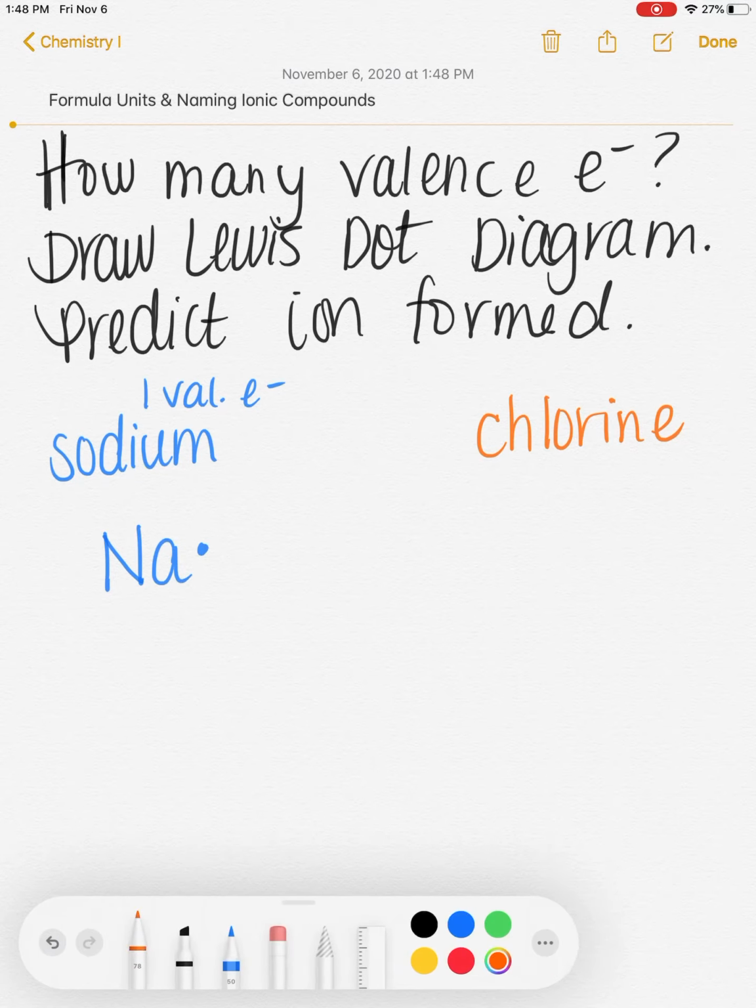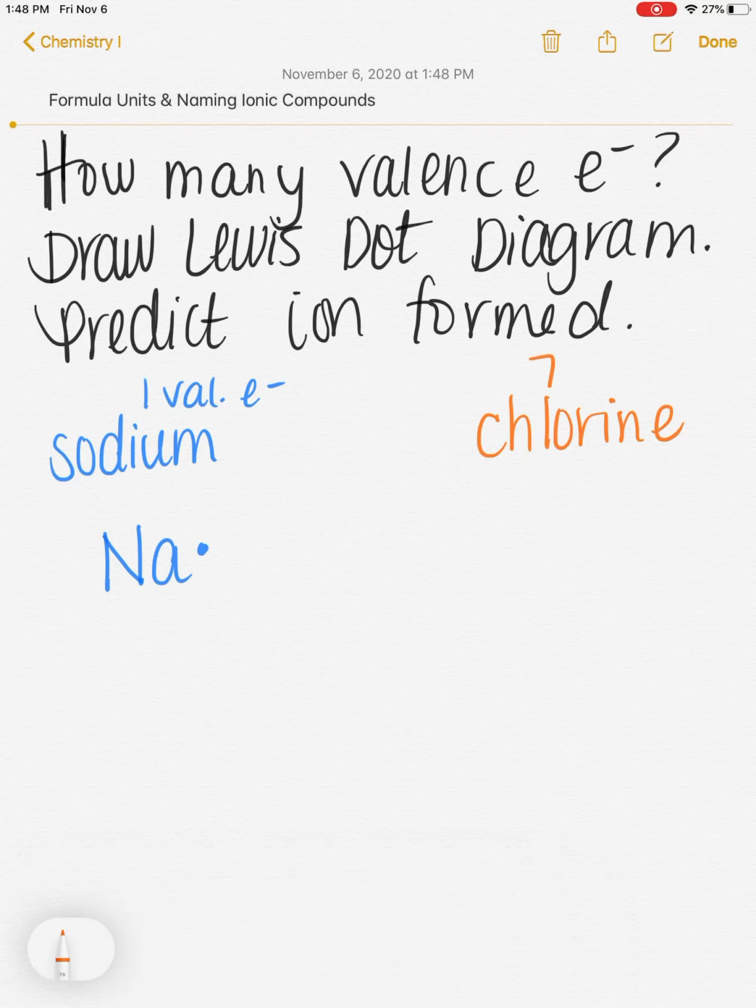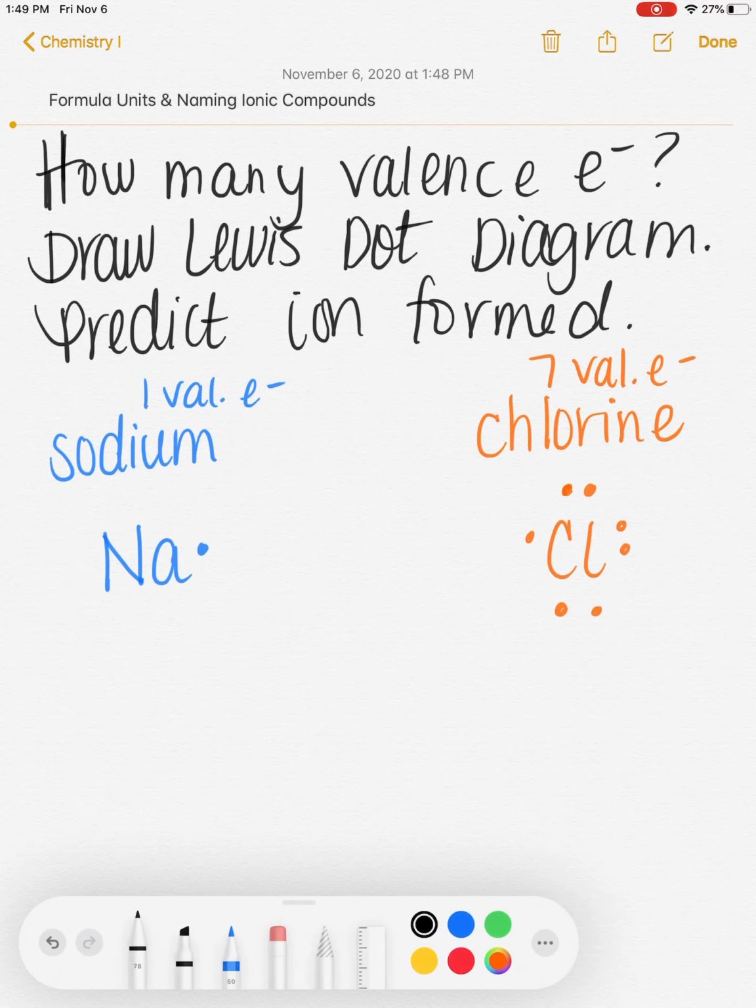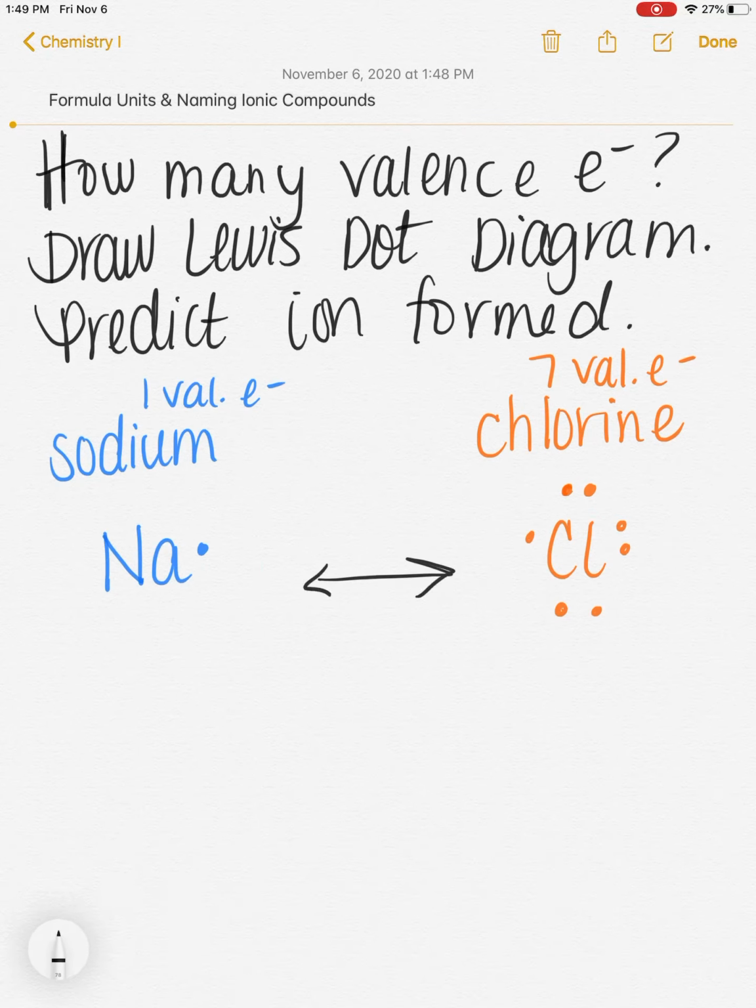Let's take a look at chlorine. Chlorine is in group 17 or group 7A, which means that it has 7 valence electrons. The symbol for chlorine is Cl. So I need to draw 7 dots around chlorine to represent its 7 valence electrons. Again, chlorine does not have a full set of 8 valence electrons. So is there a way that we could combine these two elements and make everybody happy?